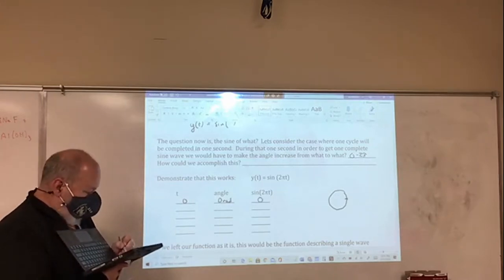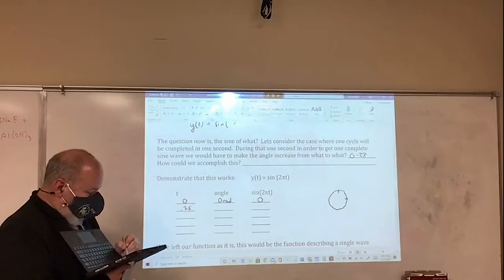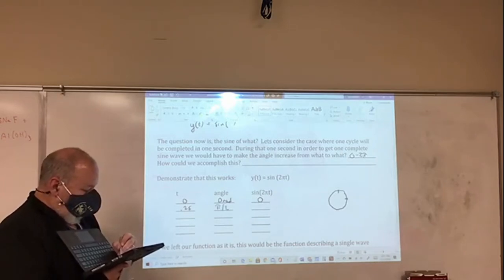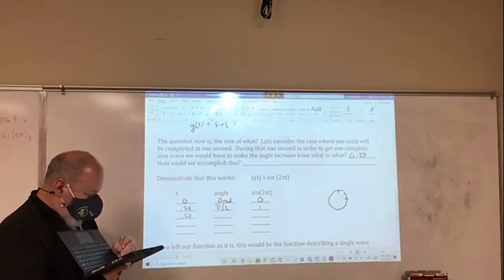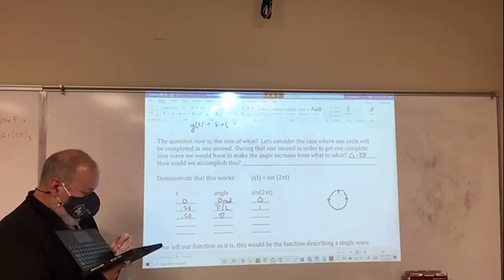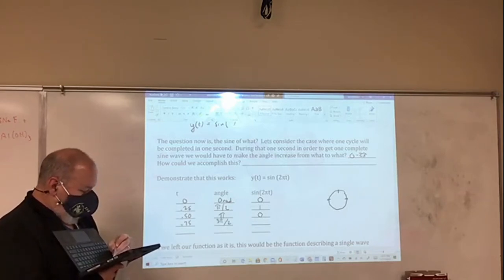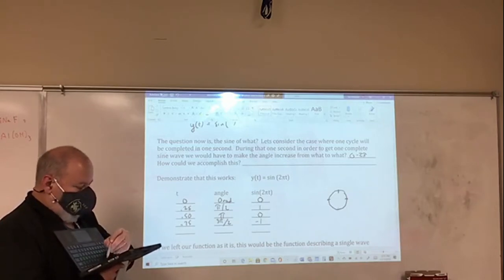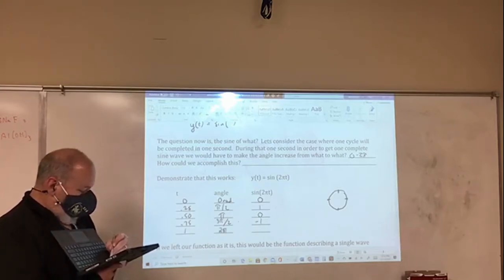Zero, right? Okay, so let's say that I'm at 0.25 seconds. My angle is now pi over 2 radians. Okay, at that point, I'm at a value of 1. Okay, at 0.5 seconds, my angle would be pi, right? And then I'd be back to 0 again. Okay, and then at 0.75 seconds, I'm going to be at 3 pi over 2, or 3 halves pi. And then my value of sine is going to be negative 1, correct? Yep. And then at 1 second, I'll be back at 2 pi or at 0. And my value is going to be back to 0.